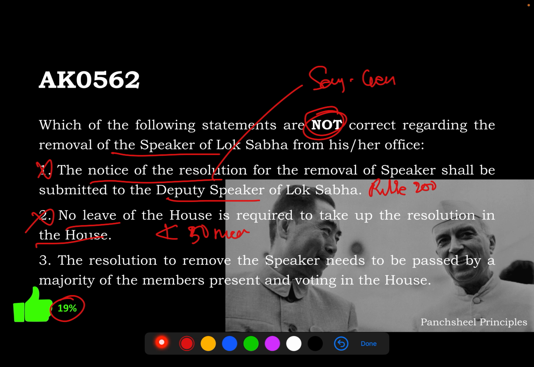Then the resolution to remove the speaker needs to be passed by a majority of the members present and voting in the House. Now, this is actually wrong. This is a very straightforward provision from Article 94 of the Constitution, where it requires effective majority. Okay, effective majority. That is the majority of the then membership of the House. You should remember that this majority is required only for the purpose of the removal of presiding officers of the house in their house. So, Speaker or Deputy Speaker of Lok Sabha or of the State Assembly, or the Chairman or Deputy Chairman of Rajya Sabha and the State Legislative Council. So, all three are incorrect. That's what the question is asking as well.